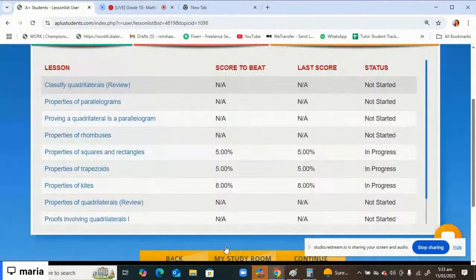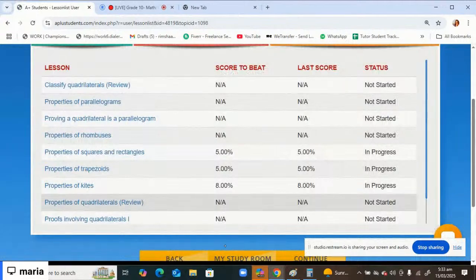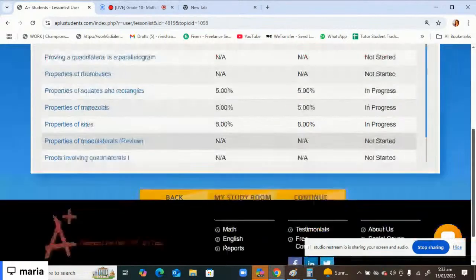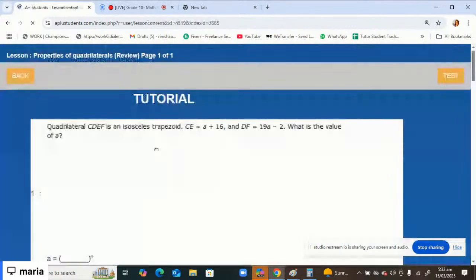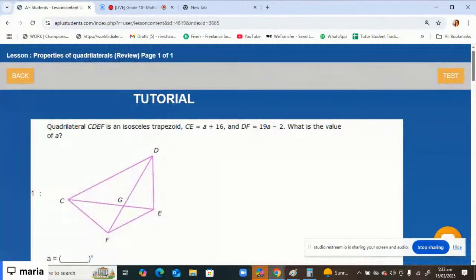So property of quadrilaterals review. This is the review of all these. So here is the given quadrilateral C, D, E and F, an isosceles trapezoid. C and E is given. C and E, that is A plus 16. Okay. And D and F is given, which is 19A minus 2. So what is the value?